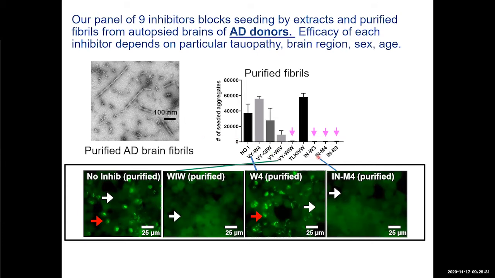So this shows the 9 different inhibitors. Here's WIW, completely inhibits puncta formation. So does M4, but W4 does not. That's here. W4 does not inhibit.